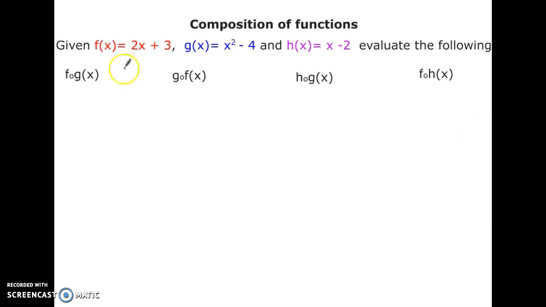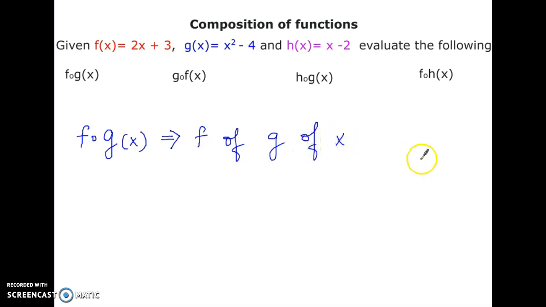Composition of functions. How do we find composition of functions? For example, in this question we are given three different function rules of f, g and h, and we have to find f of g of x. That's how we read it. Composition of functions, this is how we read it as f of g of x.